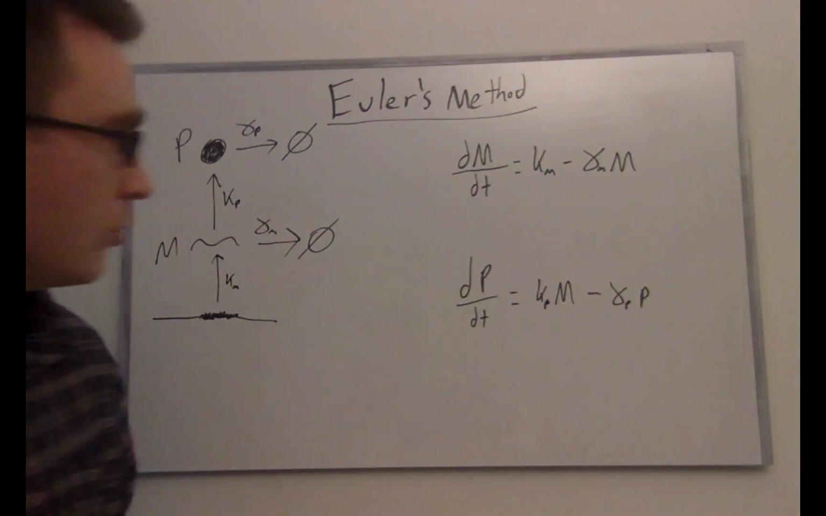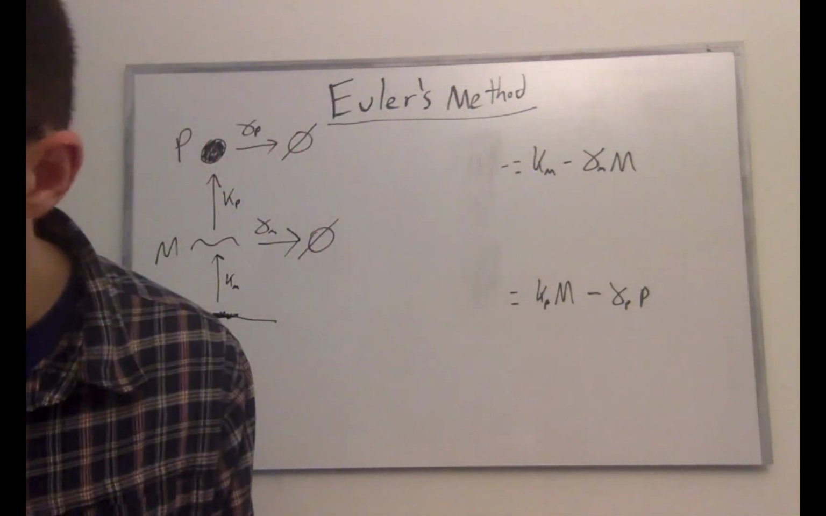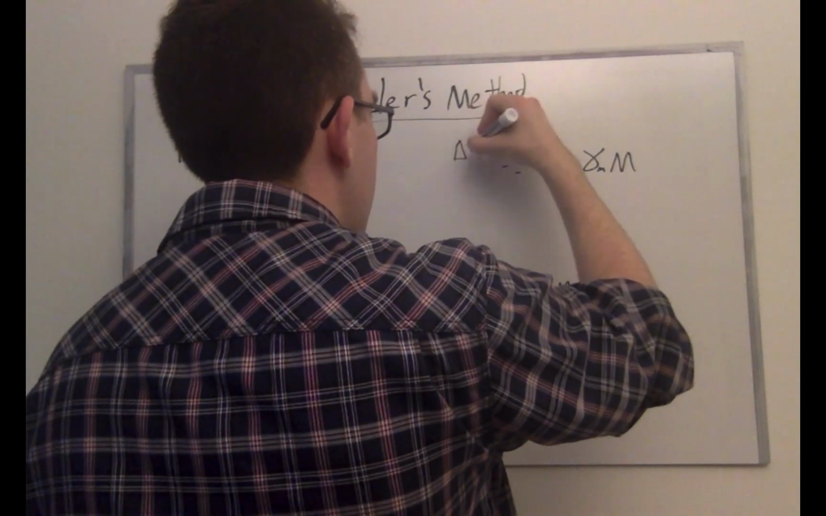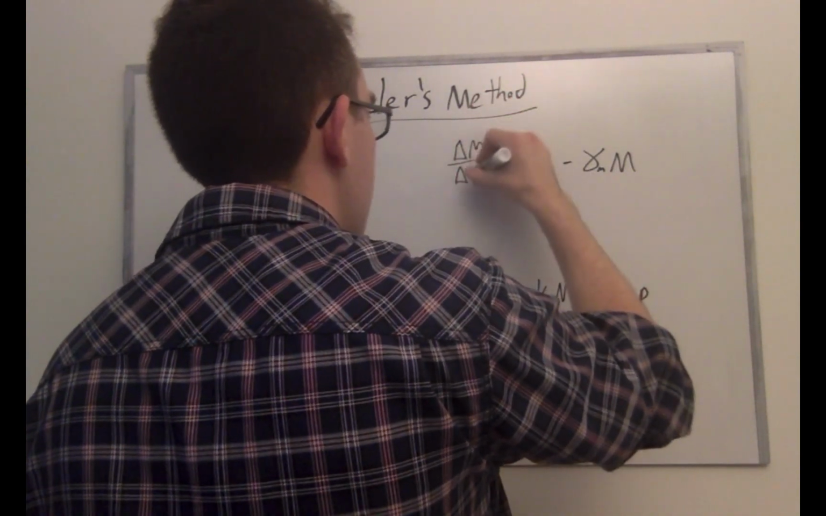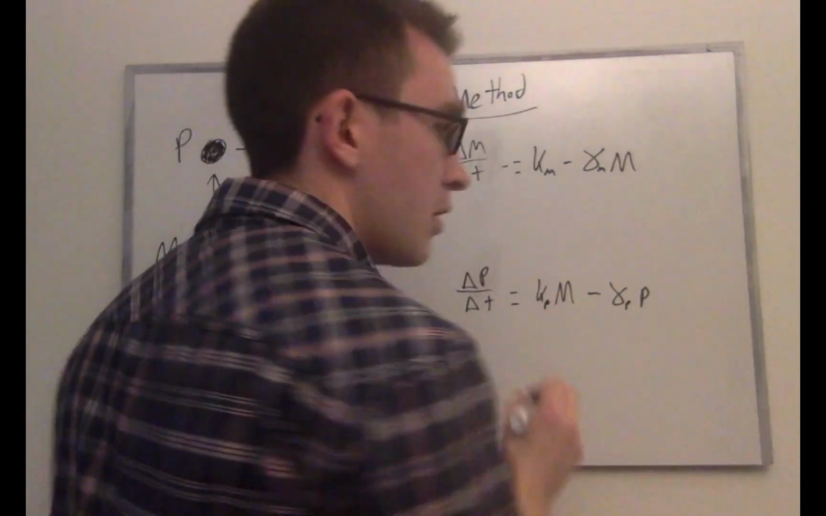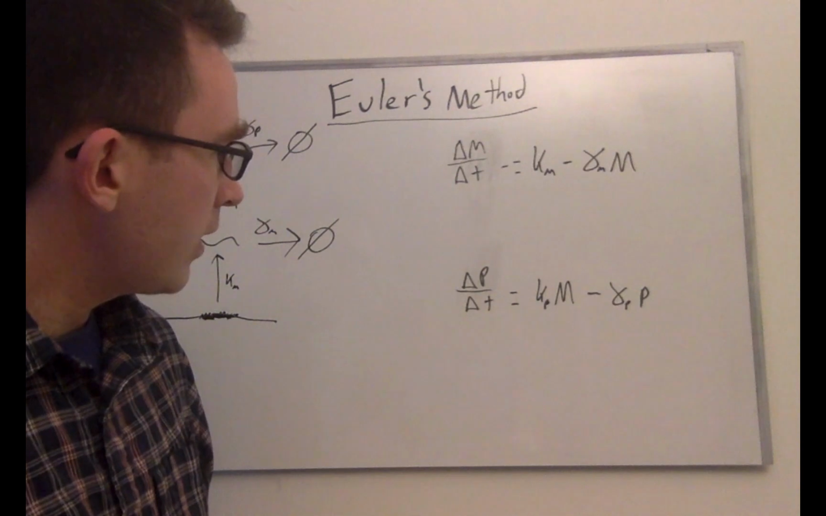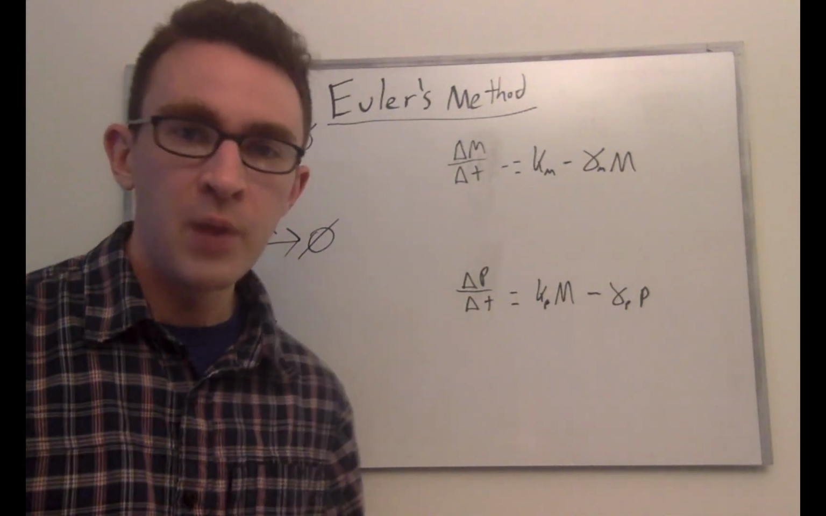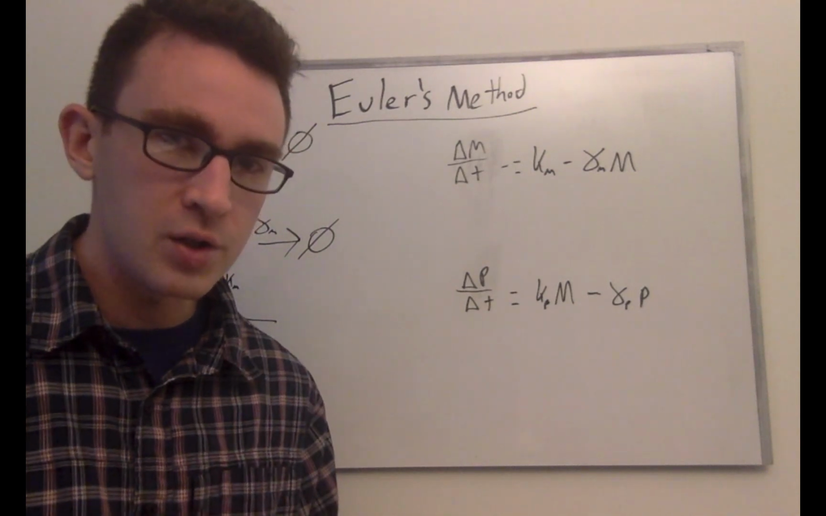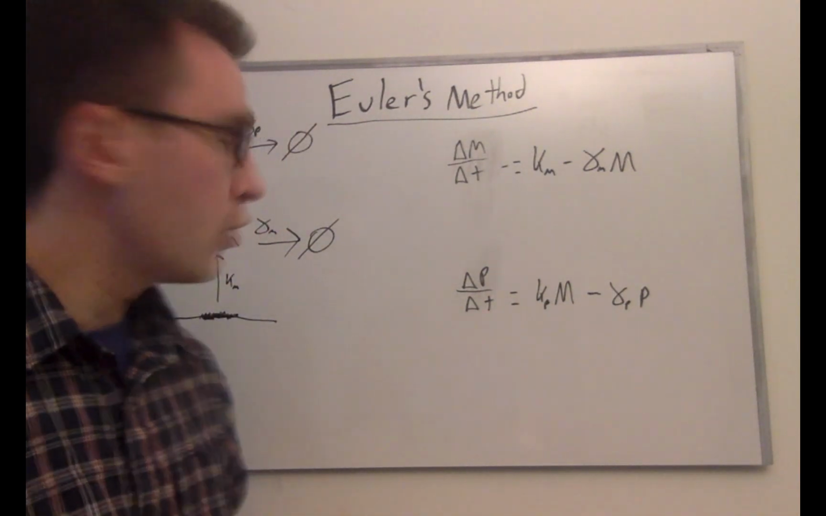The first thing I'm going to do is make a small change to the notation. Instead of writing dm dt, I'm going to write delta m over delta t, and delta p over delta t. So why am I making this slight change to the notation? The point of writing it like this is just as a reminder to us that with Euler's method, we're not dealing in infinitesimal changes to t and m, like with symbolic calculus. We're looking for a numerical solution.